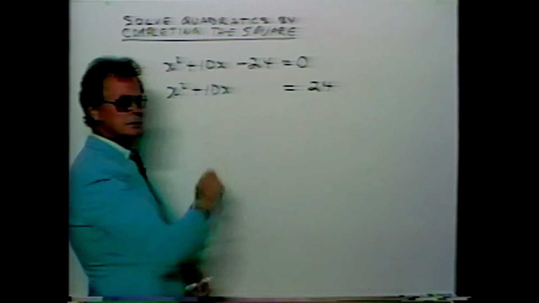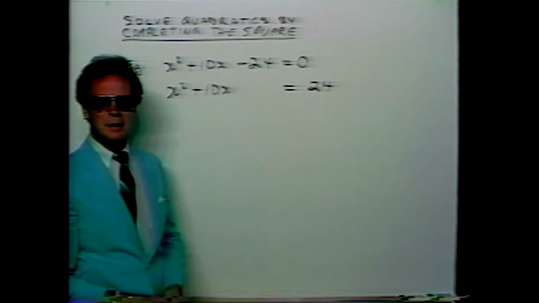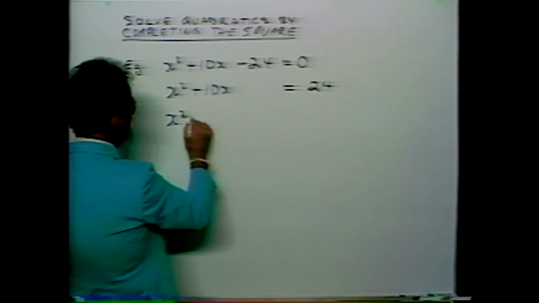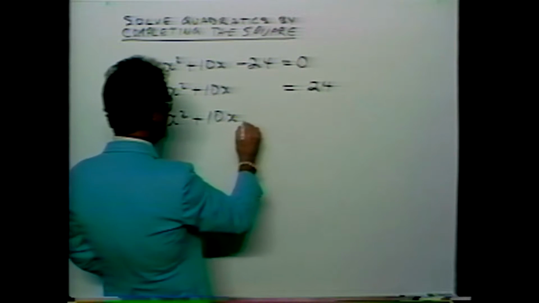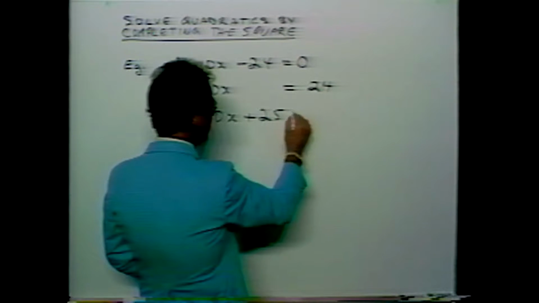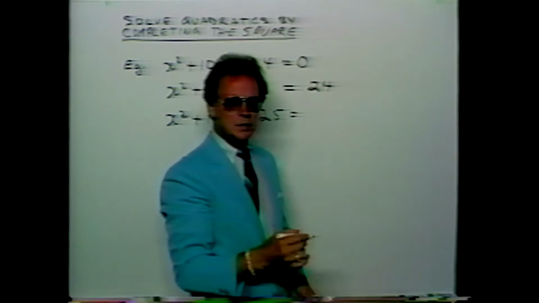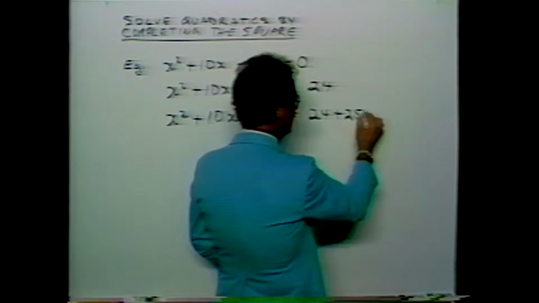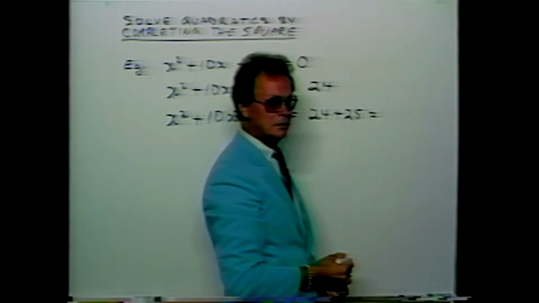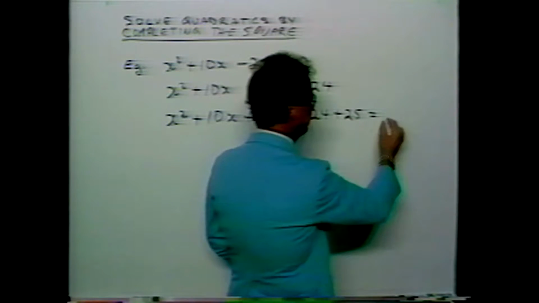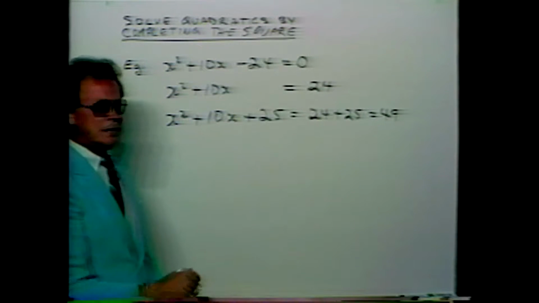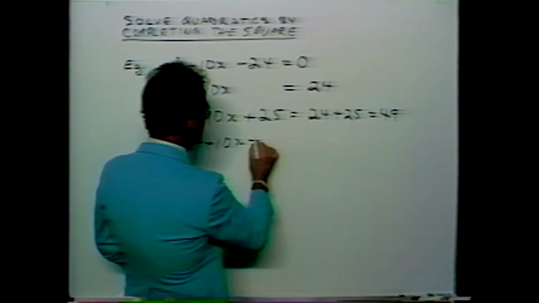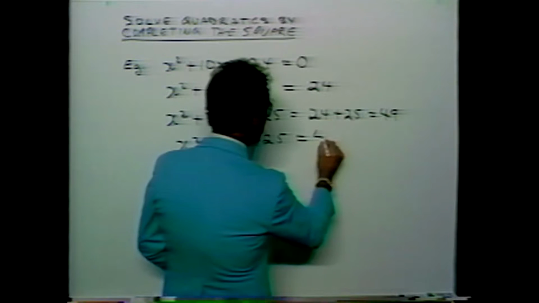Half of 10 is 5, and 5 squared is 25. We therefore have x squared plus 10x plus 25 is equal to 24 plus 25, which can be simplified to 49. What we have here then is that x squared plus 10x plus 25 equals 49.